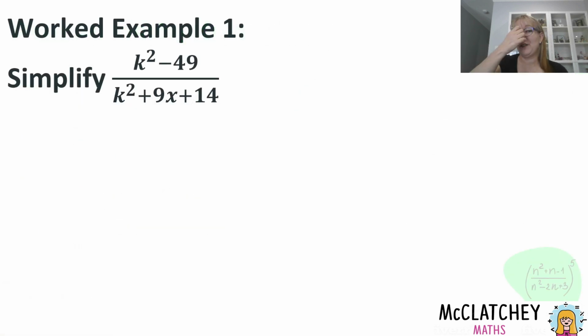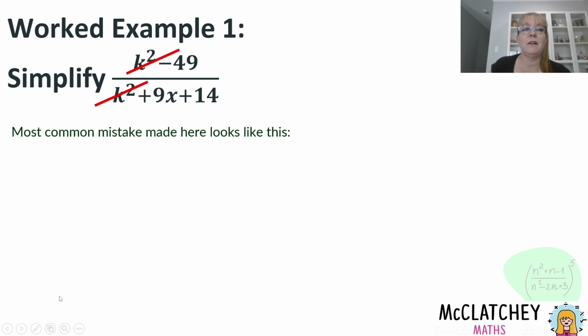Okay, let's look at our first worked example. It's simplifying k squared take away 49 on the numerator divided by k squared plus 9k plus 14. So one of the big misunderstandings I see students doing here is trying to cancel too quickly. And one of the big no-nos looks like that.